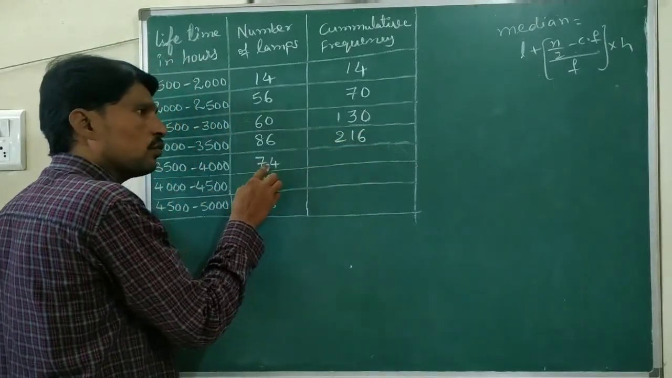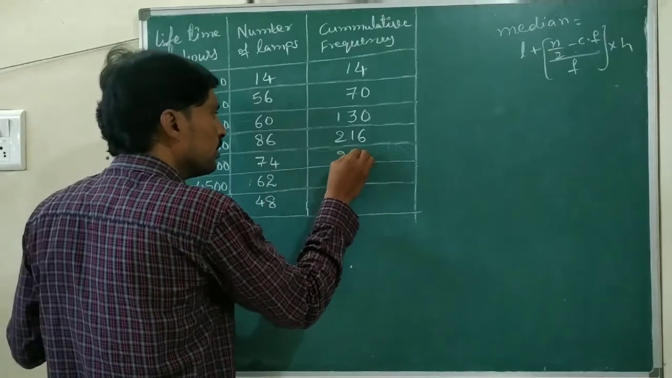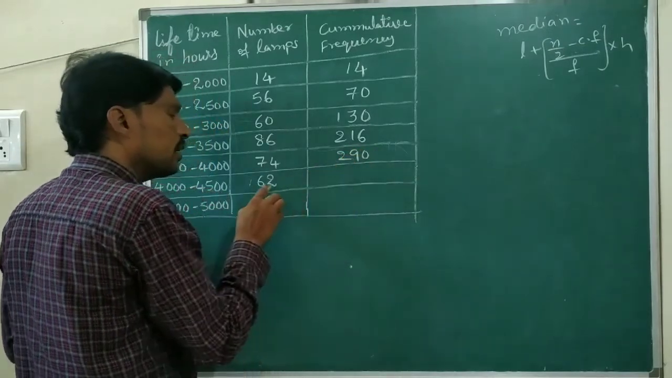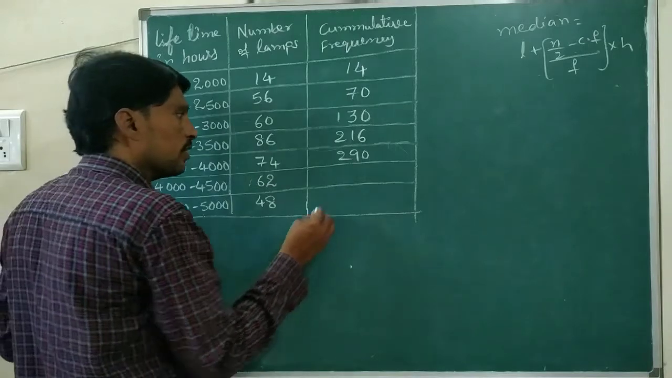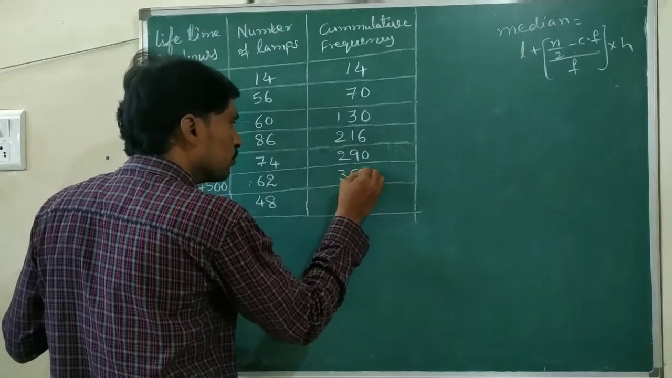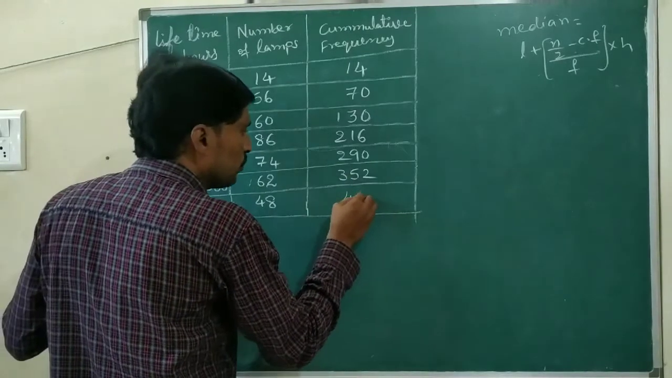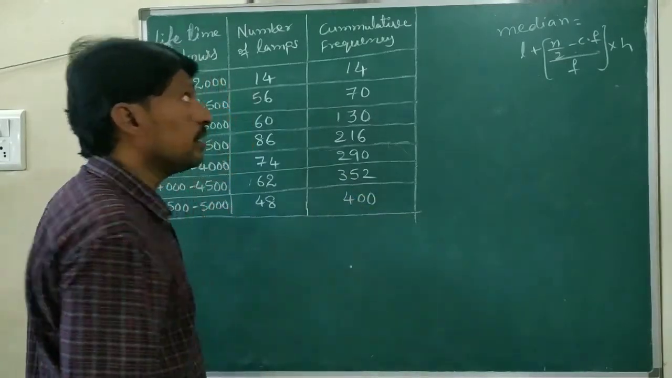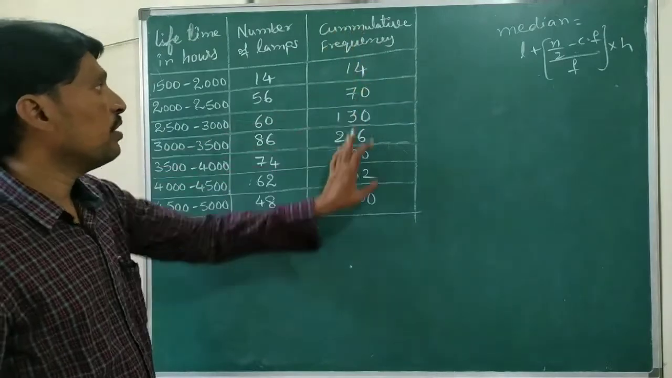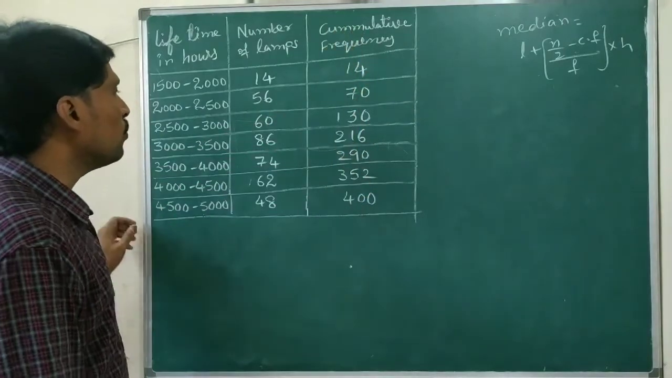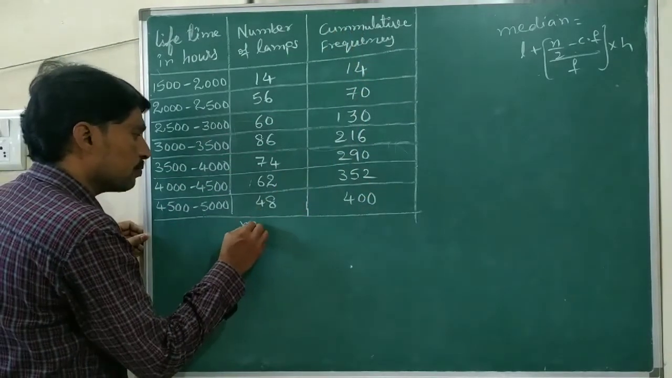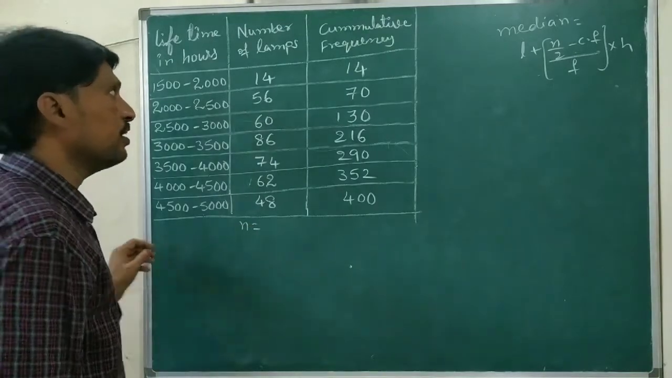216 plus 74 is 290. 290 plus 62 is 352. 352 plus 48, that value we are getting 400. Cumulative frequencies we got now. Now we need to find the N value, the sum of the frequencies.